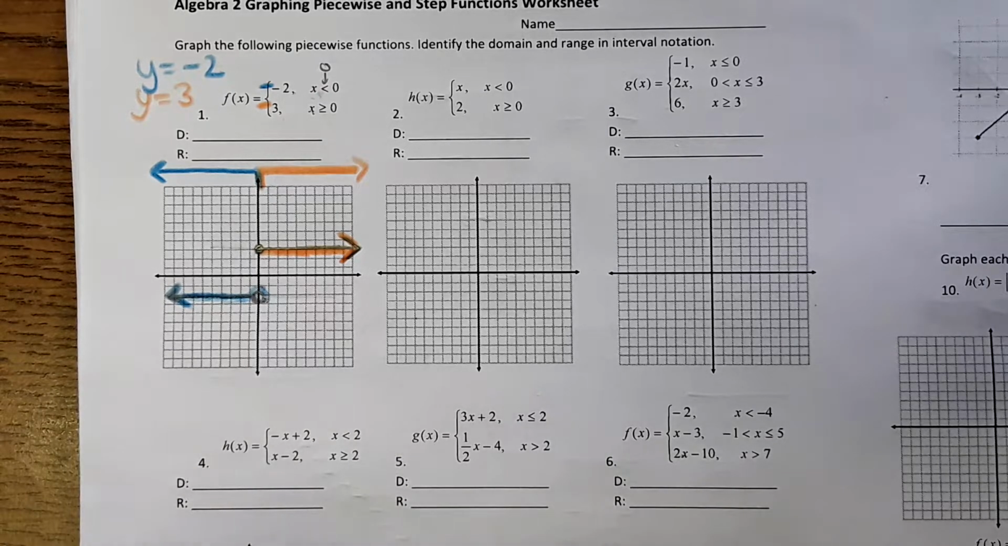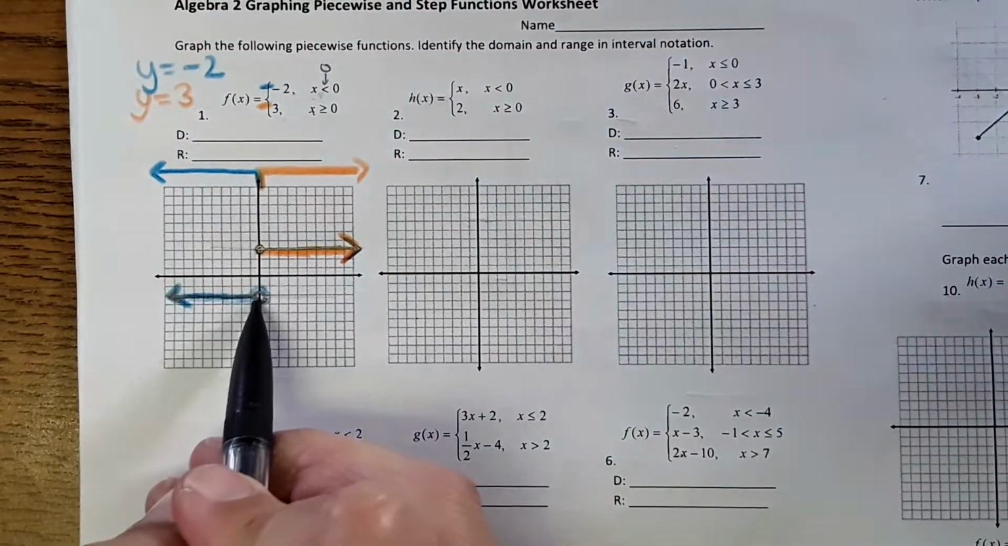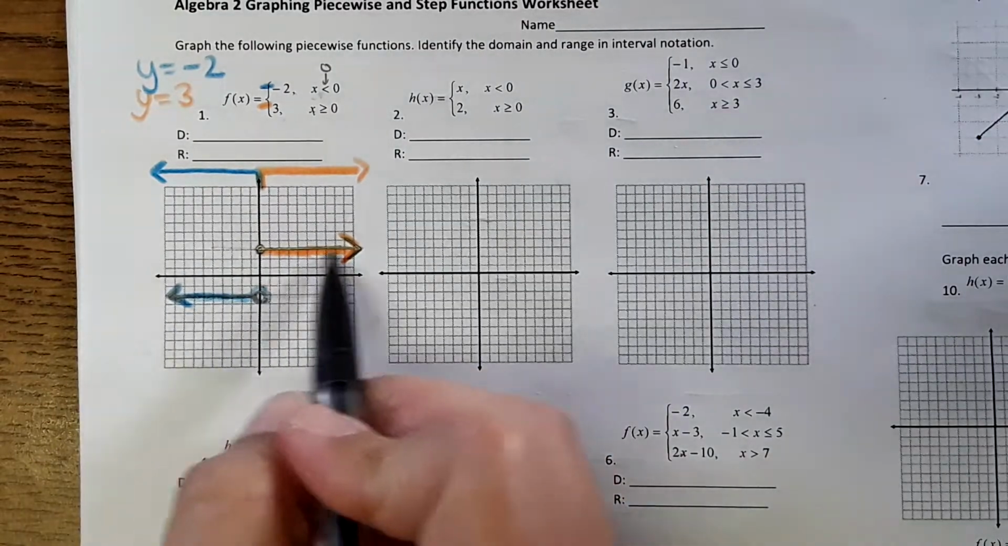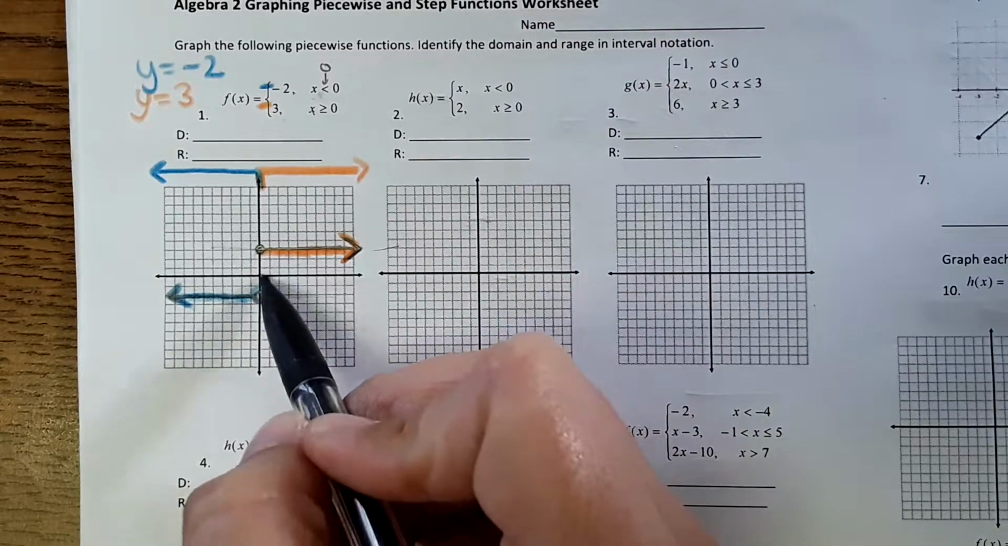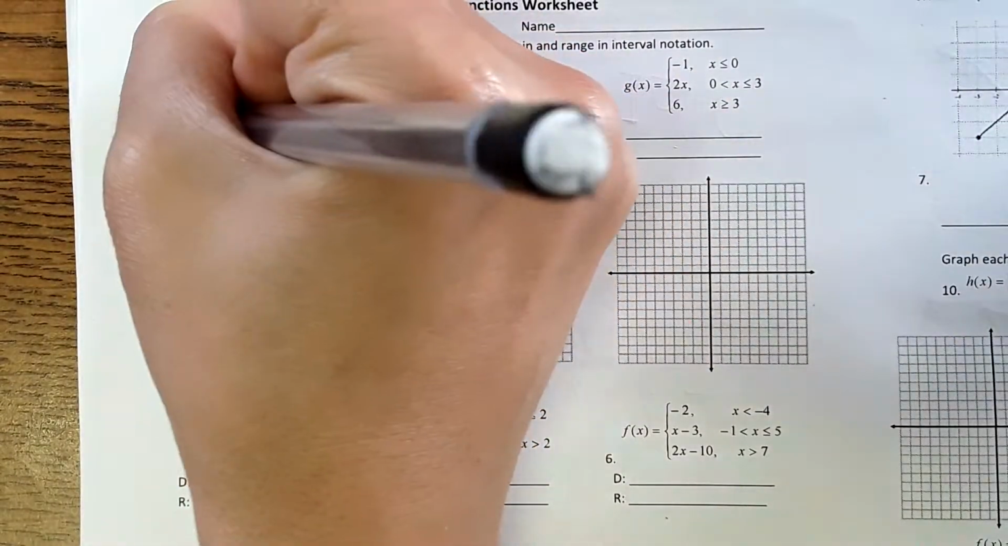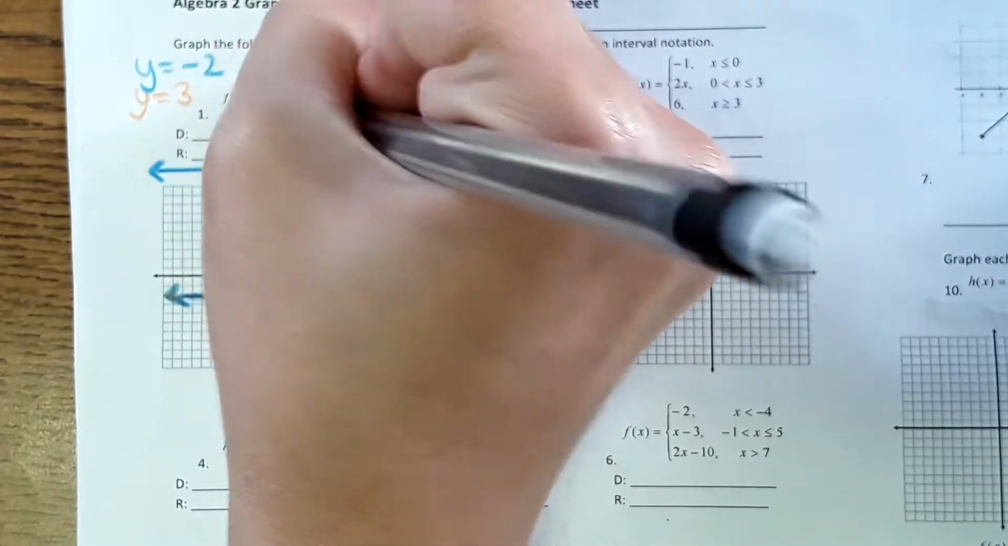Now that I have it graphed, I need to identify the domain and range. Domain is the x values. So looking at this, it goes forever and ever to the left and forever and ever to the right. It does include 0 because we do have that closed dot on 0, so therefore this includes all real numbers. So our domain is -infinity to infinity from left to right.